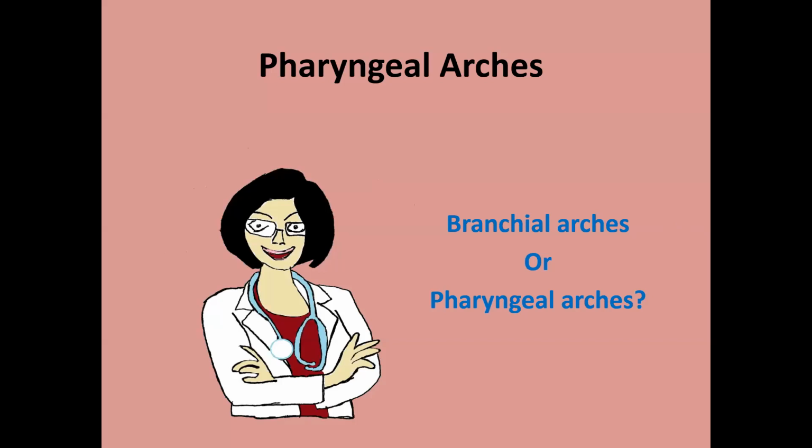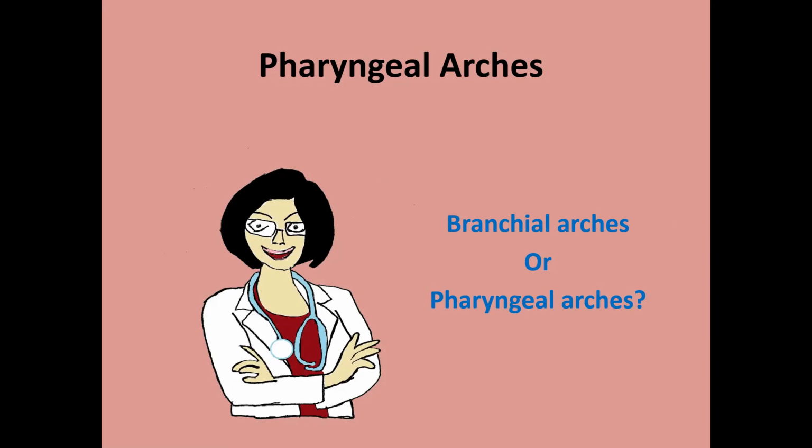So, the topic of the day is pharyngeal arches. In some books and by some authors, the term branchial arches is still used. So, the first question is whether we should use the term branchial arches or should we say pharyngeal arches? Well, branchial arches give rise to the gills in fishes, and these gills help in the exchange of oxygen and carbon dioxide between the blood and the water.